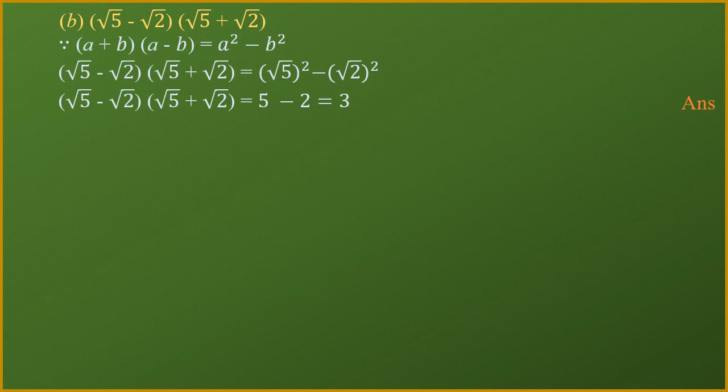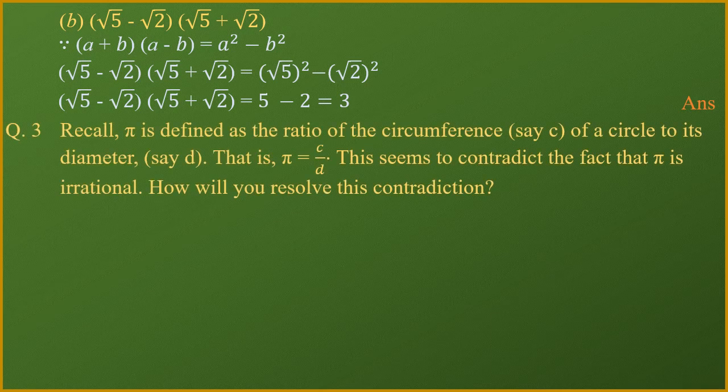So 5 minus 2 will become here 3. If you are squaring the root of 5, it will become root of 5 into root of 5 and that will be 5. Same way root of 2 into root of 2 will become here 2. 5 minus 2 is equal to 3. Okay. This is the answer of part number D.